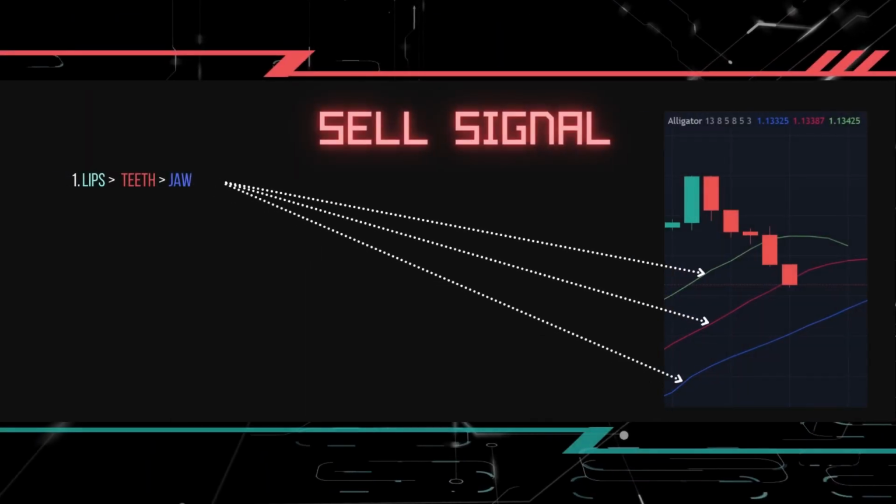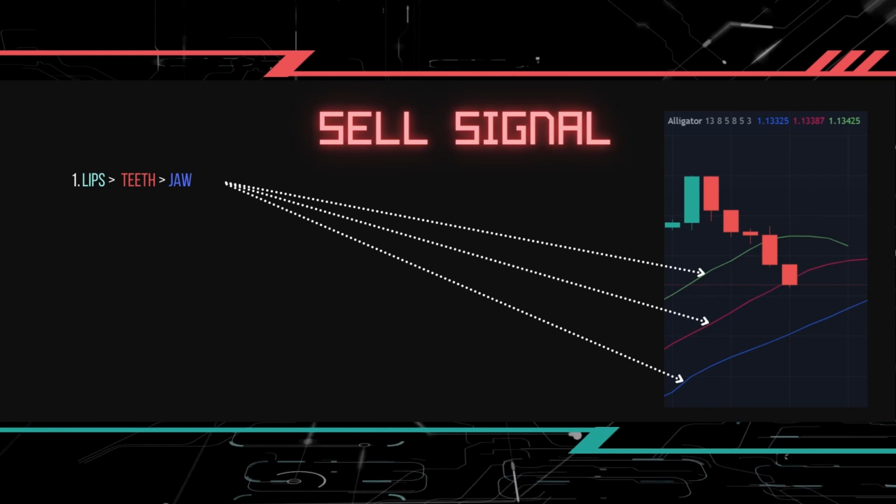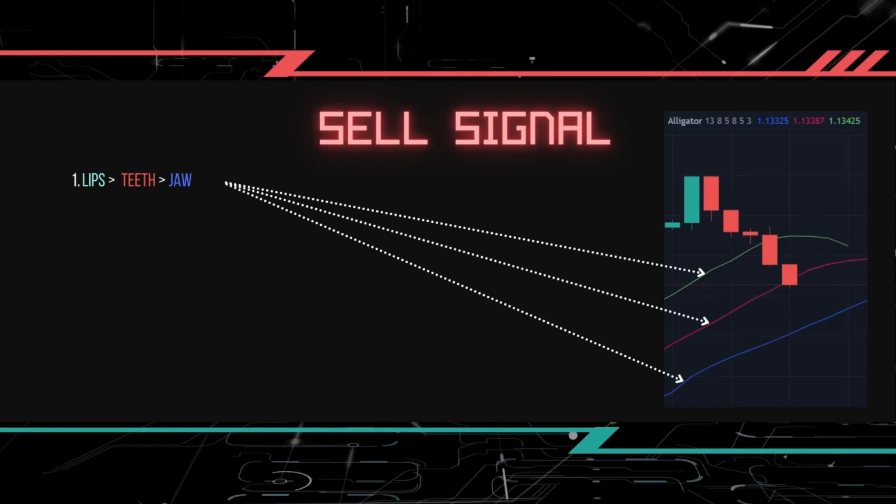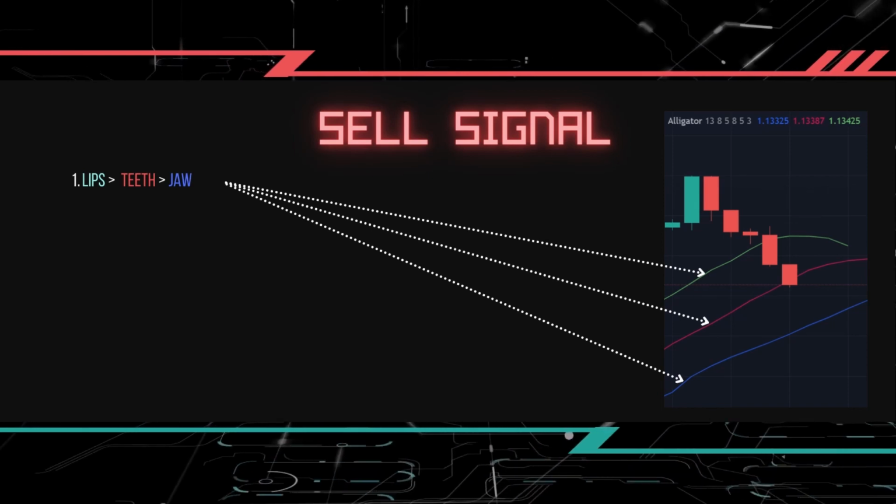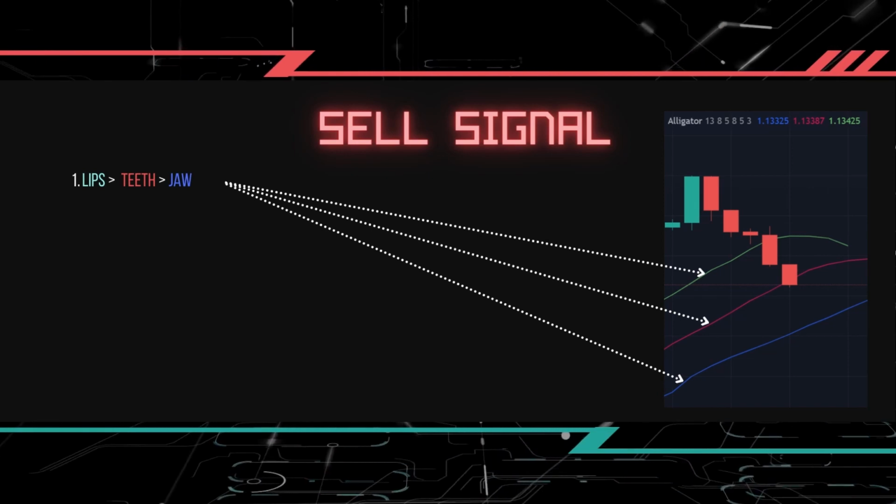Next, we will move on to the sell strategy. First, the lips needs to be greater than the teeth and the teeth needs to be greater than the jaw. This is to signify the price is in an uptrend.